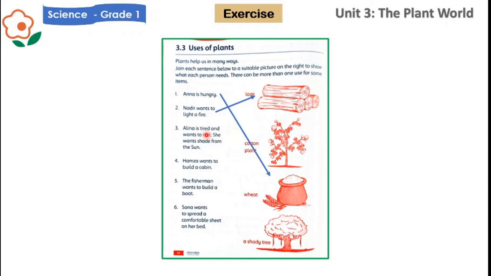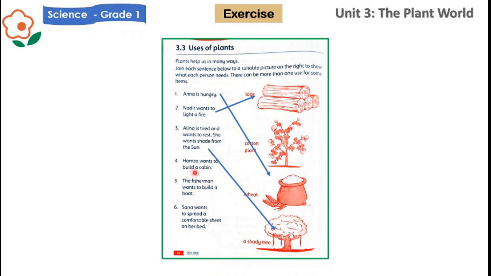Now Alina is very tired and wants to rest. She wants shade from the sun because it's very hot. So a shady tree will help her. So the rest of the 4 you have to do on your own in your workbooks. Do them correctly by reading carefully.